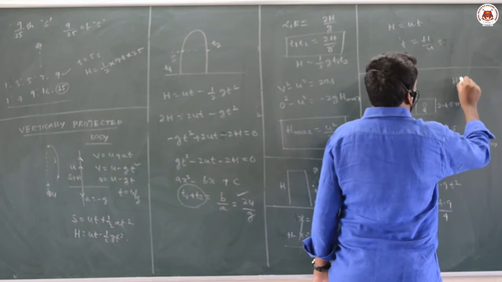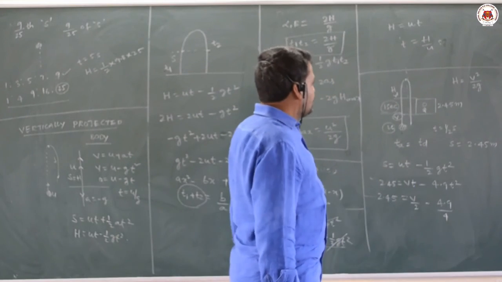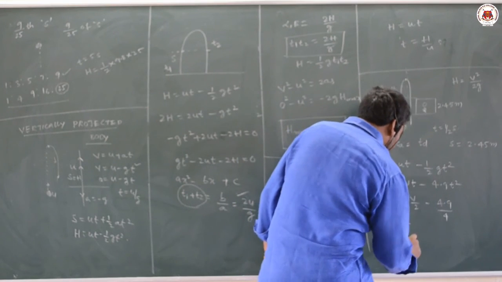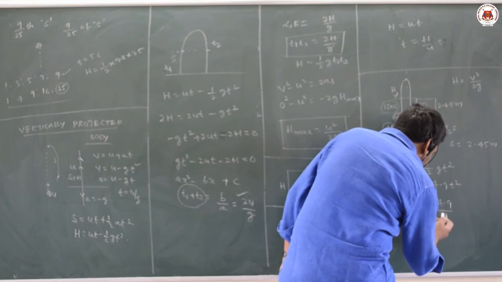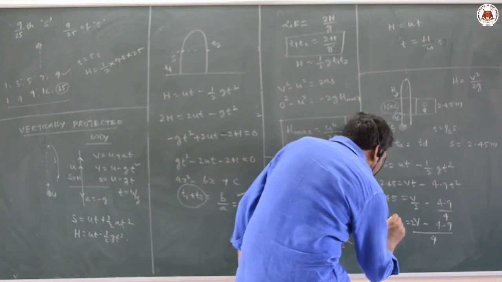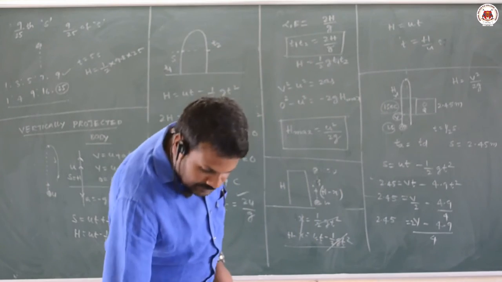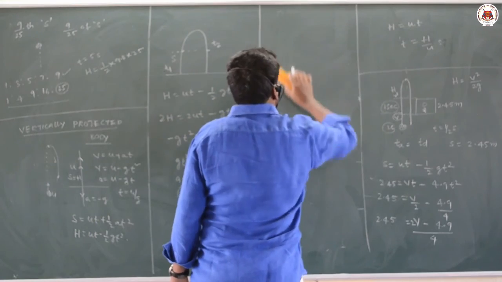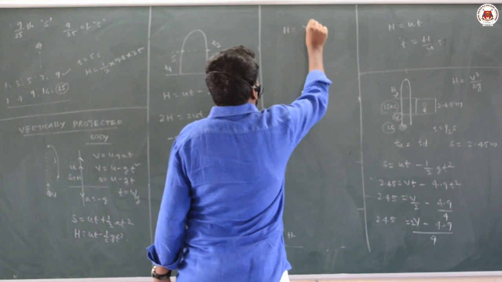After calculating v, you can calculate the maximum height it has travelled. Maximum height is h is equal to v square by 2g. After calculating v from v by 2 minus 4.9 by 4 is equal to 2.45, you can calculate the maximum height travelled, h is equal to v square by 2g.